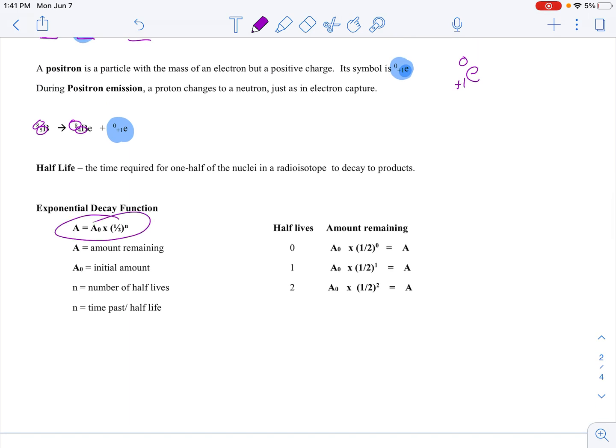All right, and that means the amount remaining, how much is left of your radioisotope, is equal to your initial amount times 1/2 to the nth power. And n is how many half-lives have occurred. To calculate how many half-lives have occurred, you have the time that has passed divided by the actual half-life value. And this will make more sense with an example.